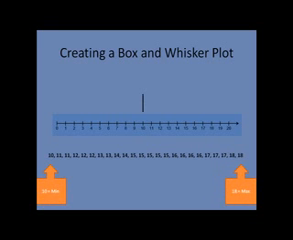After we find the minimum, you might anticipate, yes, finding the maximum. So there it is, 18. We want to graph it. Notice I'm graphing above the number line. You'll often see box and whisker plots graphed in this way. And next we need to find the median.